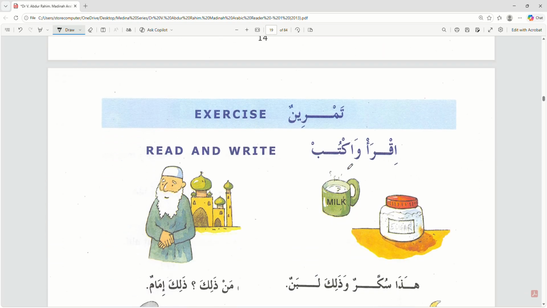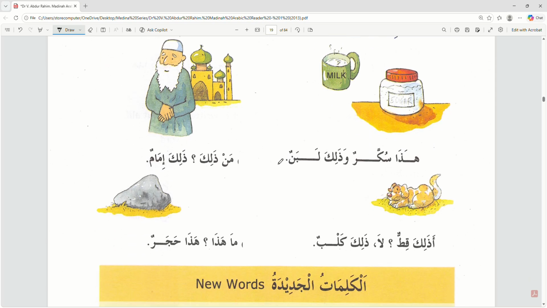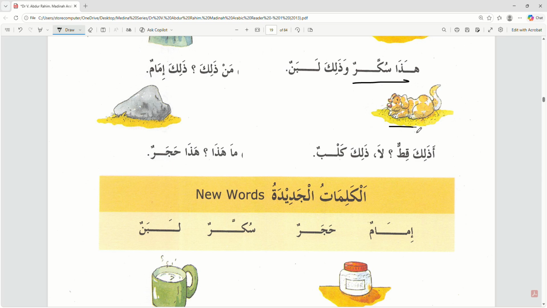Let's continue. تمرين. اقرأ واكتب. We're going to do the exercise together. هذا سكر وذلك لبن. This is sugar and that is milk. من ذلك? ذلك إمام. Who is that? That is an imam. أذلك قط? Is that a cat? لا. ذلك كلب. No, that is a dog. ما هذا? What is this? هذا حجر. This is a rock.